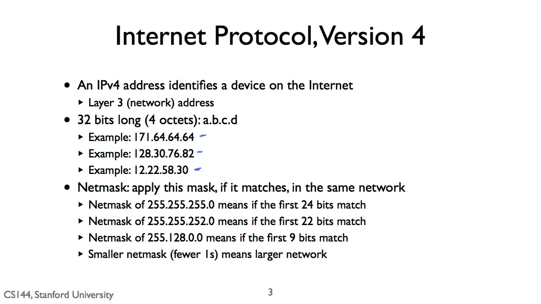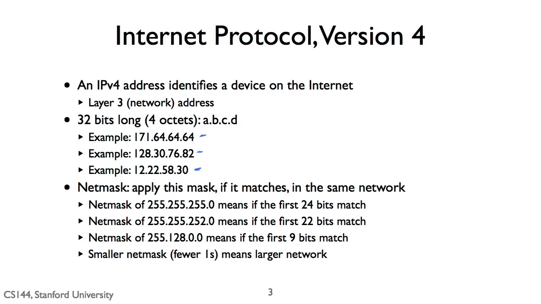Every device connected through IPv4 has an IPv4 address. The IP layer delivers packets whose destination is this address to that device. In addition to an address, a device typically also has something called a net mask. A net mask tells you which IP addresses are local, on the same link on the same network, and which require going through an IP router.